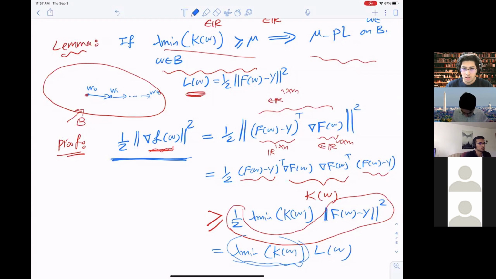Should be greater or equal to. This lemma is only true for the quadratic loss, but I can imagine that you can argue similar results for other loss functions. Why is it called tangent kernel? Because you're looking at the gradient, right? So gradient is a tangent plane to your loss function. So that's why it is called tangent kernel.